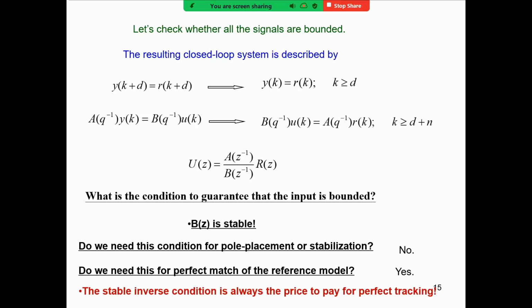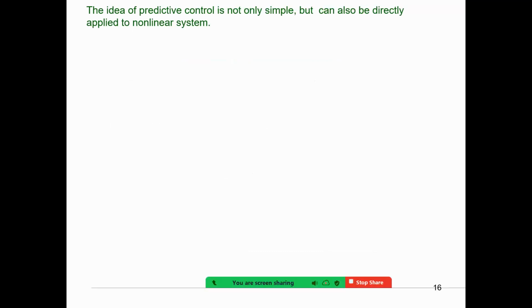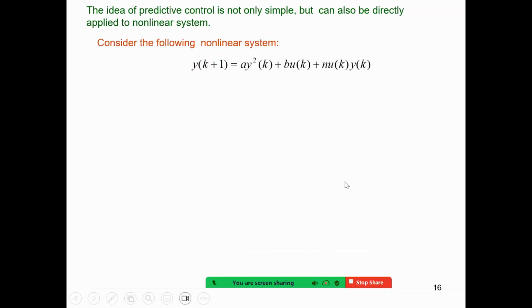So this is the price we have to pay for perfect tracking. Now this idea is not only simple, but it also has the nice property that it can be directly applied to nonlinear systems. For example, consider the nonlinear system here. It's in a quadratic form, but definitely nonlinear. We have this y squared, and we have this input times the output.